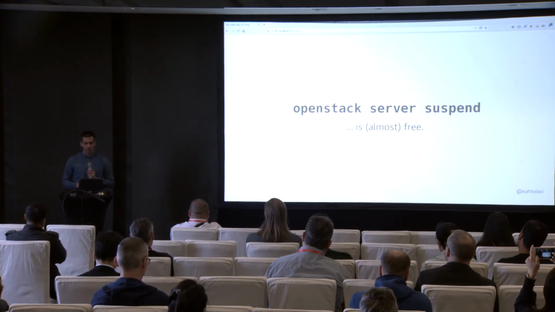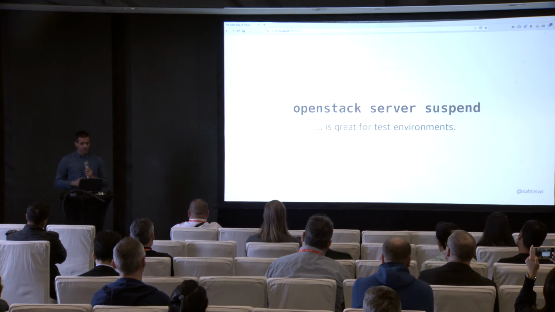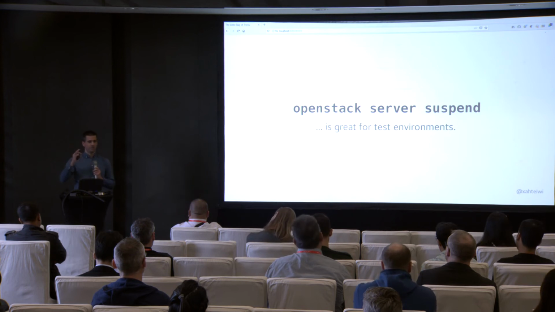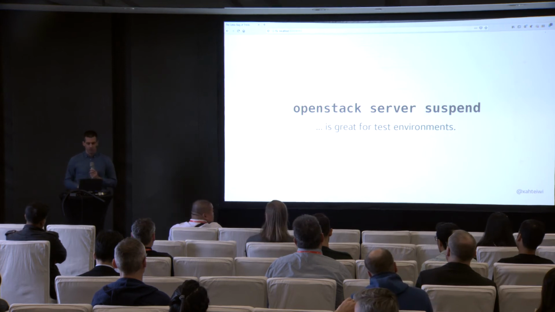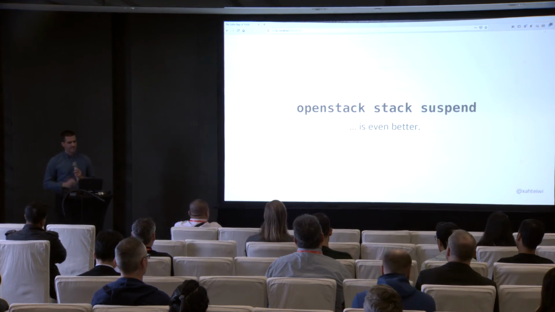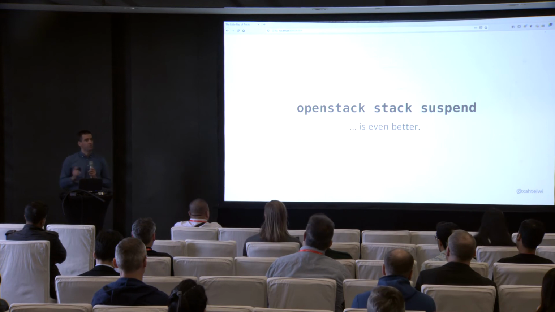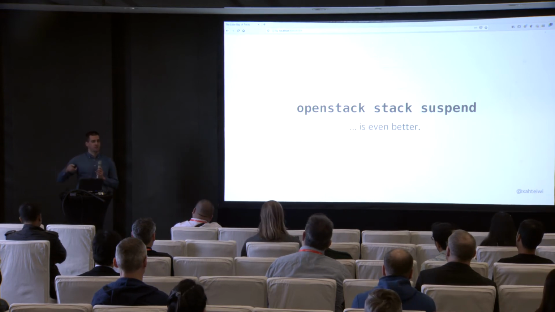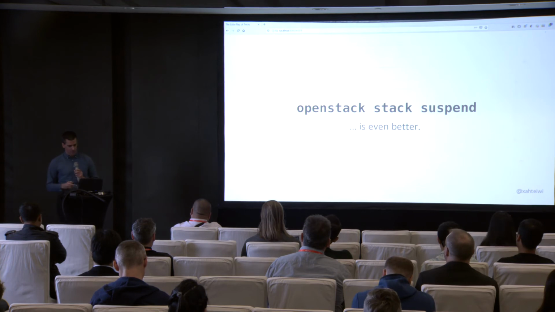So that's very helpful. OpenStack server suspend is great for test environments, which means you spin something up, you test something, you suspend it, you come back 2 weeks later, and it didn't cost you anything in the interim. But what's even more useful is OpenStack stack suspend, because you can do this with a whole Heat stack, even if it has nested resources. So even if you use, say, resource groups or things like that, that will work as well. It will suspend all the VMs running in that stack.